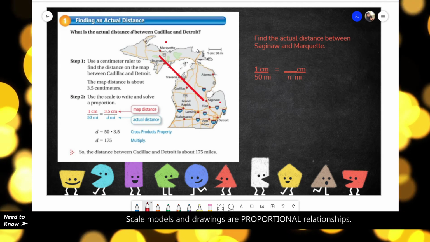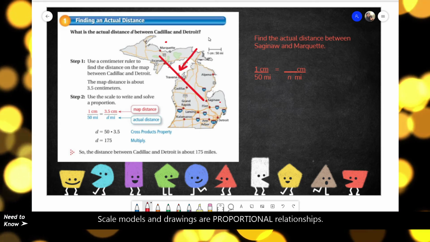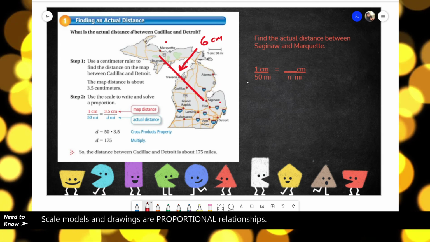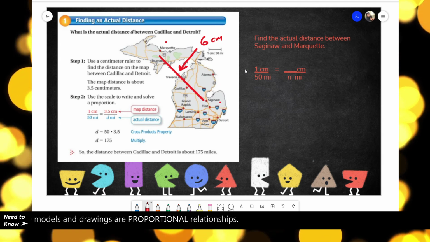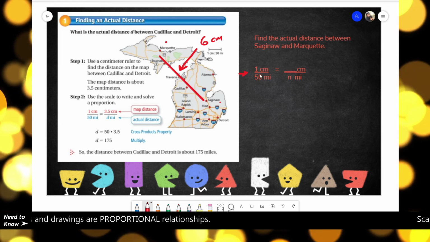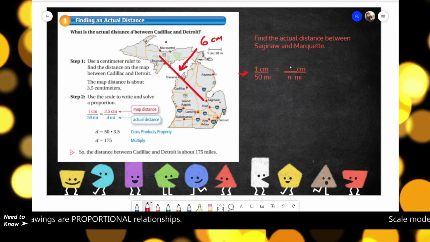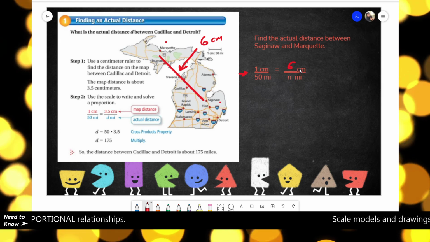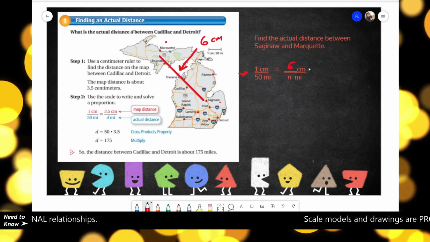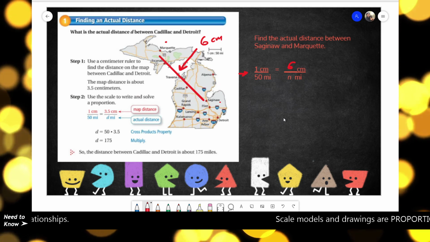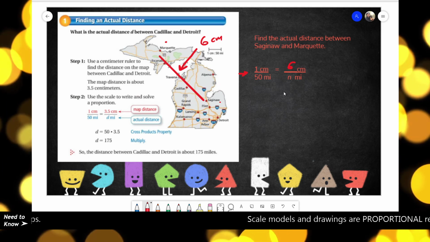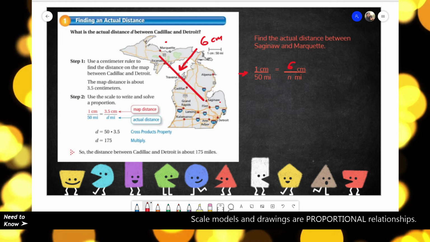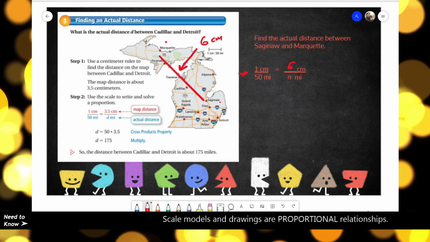So we're going to estimate that this line between Marquette and Saginaw is about 6 centimeters. I've set the proportion up for you. So here's the map scale. 1 centimeter is to 50 miles, as 6 centimeters is to n miles. So you're going to add the 6 centimeters on your notes, and then cross multiply and solve for the actual distance between Saginaw and Marquette. So pause the video here, go solve that problem. When you're done, come back and keep playing it.